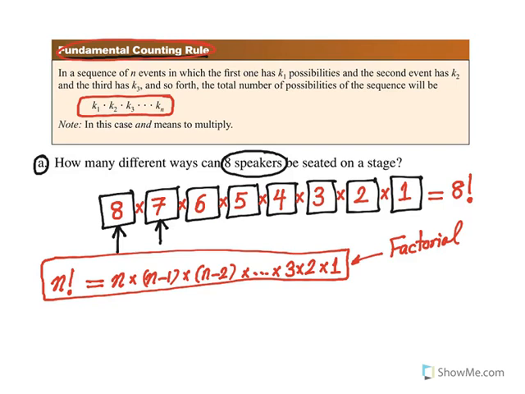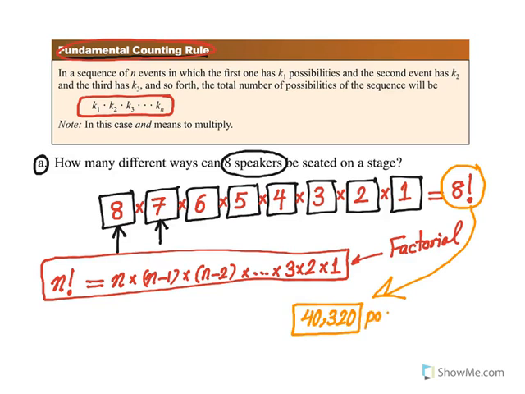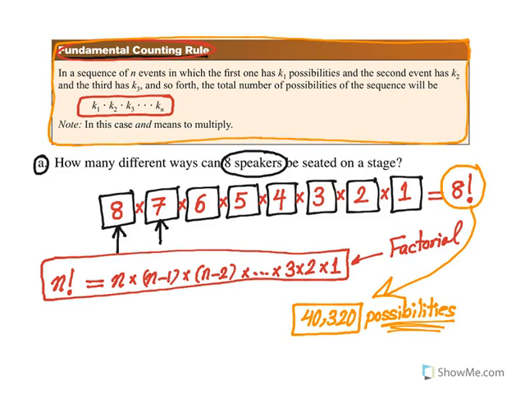Okay, so just one thing: what is 8 factorial? If you calculate it on your calculator, you should get a very big number actually. It's 40,320 possibilities. Imagine, you have these possibilities for seating 8 people. Okay, so this was A. Let's go to B. But before I go to B, remember that this table will be used for A, B, and C, the fundamental counting rule.